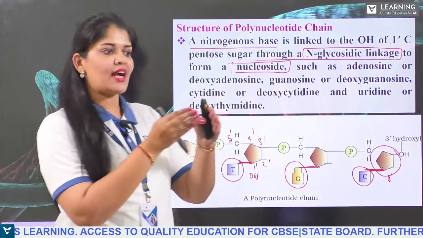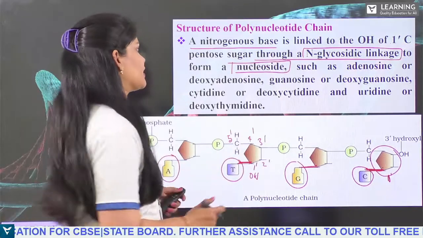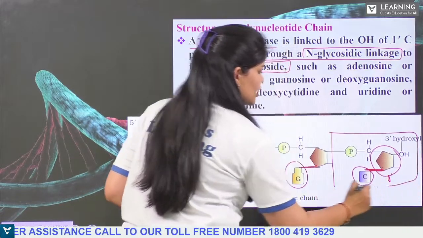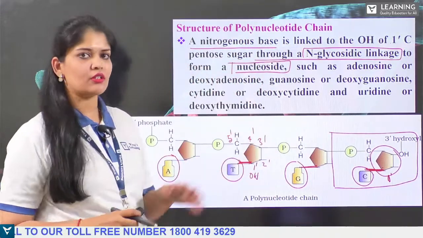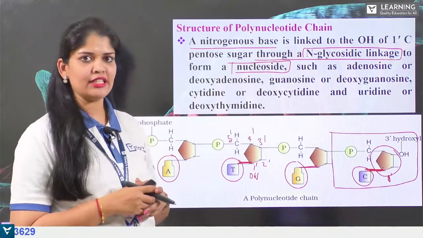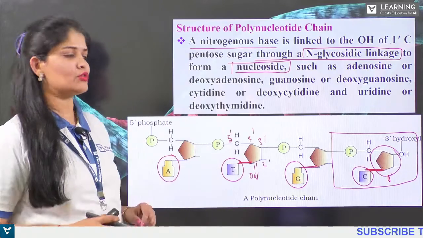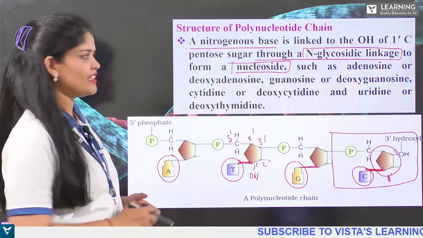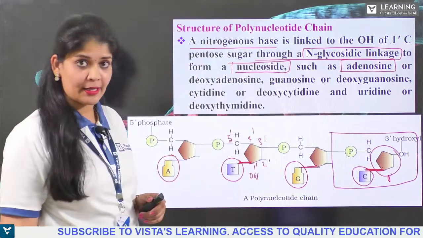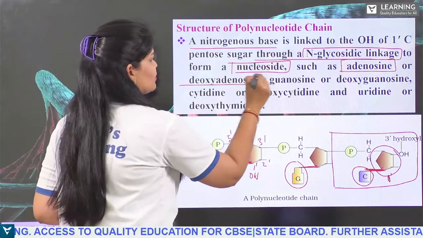When this sugar and nitrogen base combine with a phosphate, we call it a nucleotide. And these nucleosides, based upon the nitrogen base to which the pentose sugar is linked by means of N-glycosidic linkage, will have different names. If the nitrogen base is adenine, then we call it adenosine. This is in RNA. Then what about DNA? DNA is deoxy, no? Deoxyadenosine.